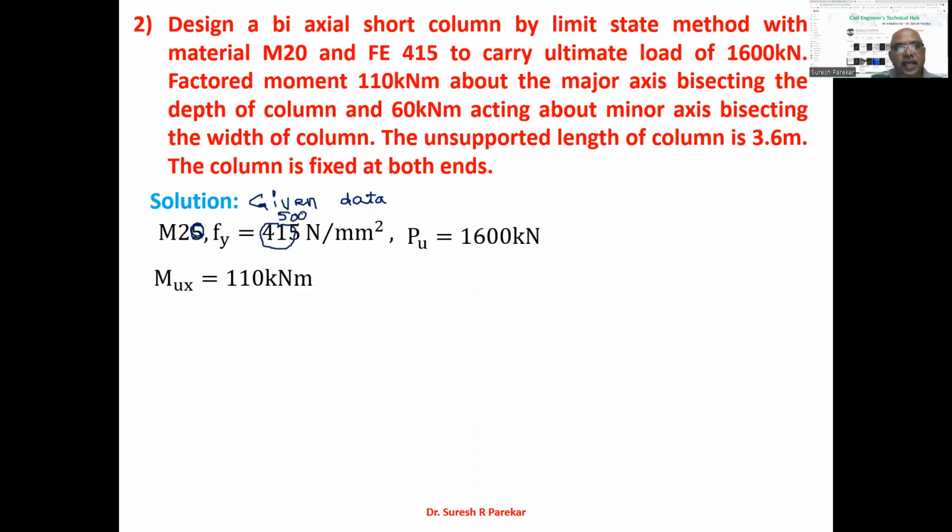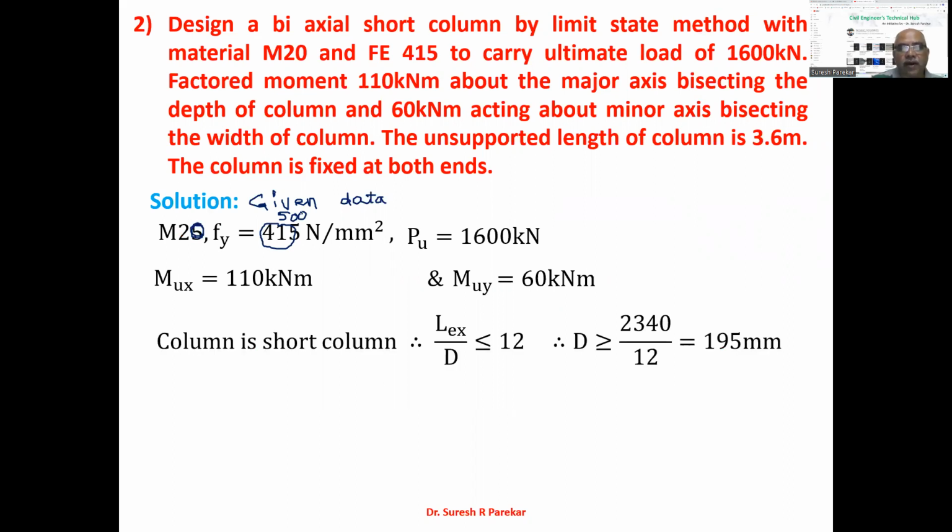Then PU 1600, MUX 110, and MUY 60 kilonewton meter. So now short column, we have LEX upon D, that is L effective, I can say, and we have this value that is 0.65 into 3600, and it comes 195, and the same for B also 195.